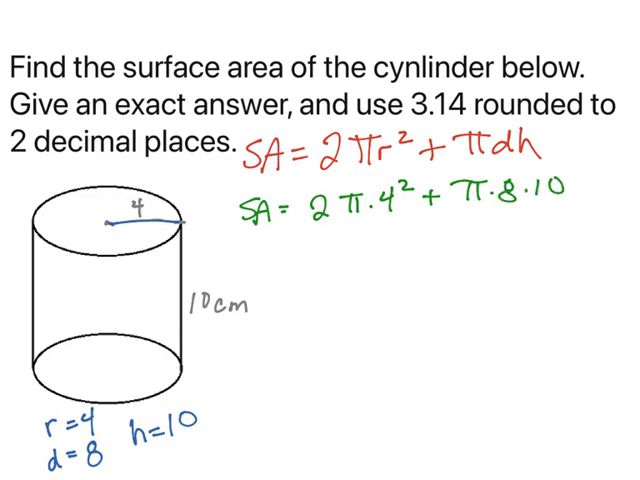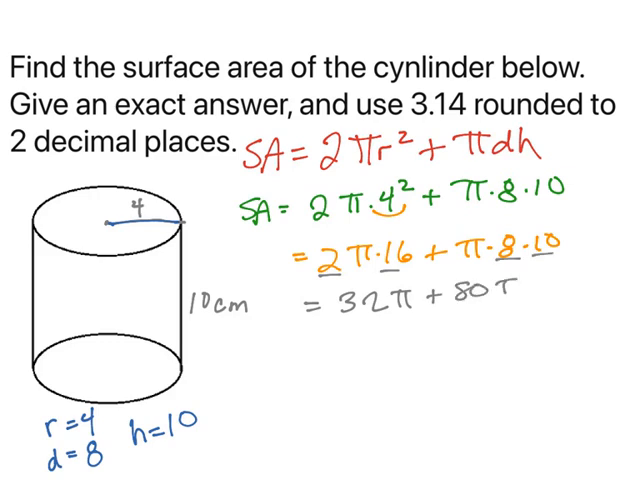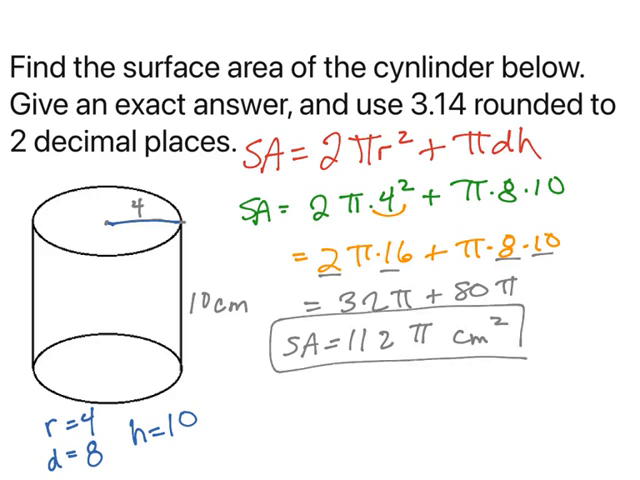And simplify. 4 squared is 16. So 2 pi times 16 plus pi times 8 times 10. Simplify further. 2 times 16 gives me 32 pi plus 8 times 10 is 80 pi. And 32 pi plus 80 pi gives me 112 pi. We're talking about area, so that is square units. So the surface area is 112 pi centimeters squared.